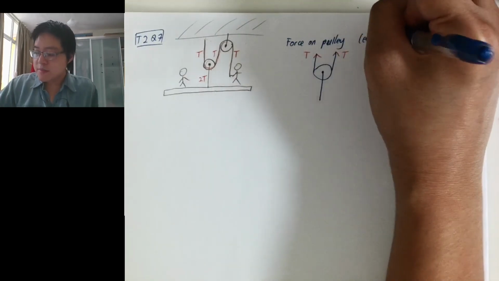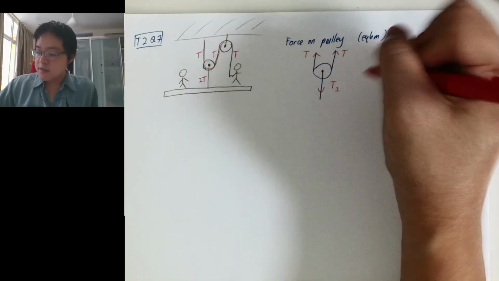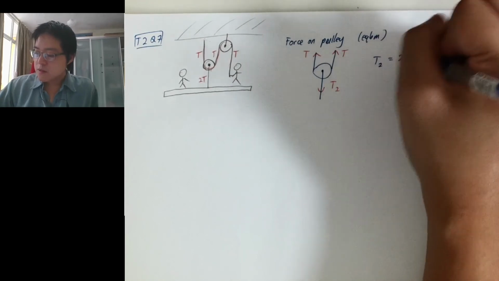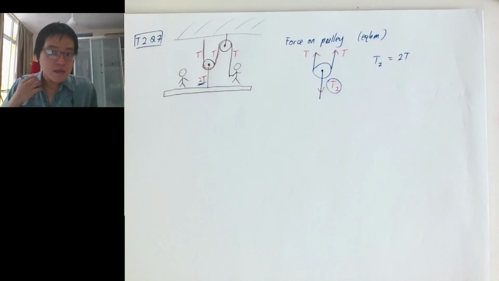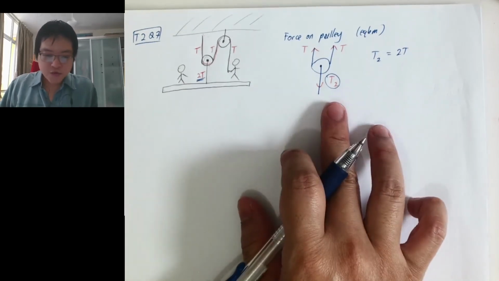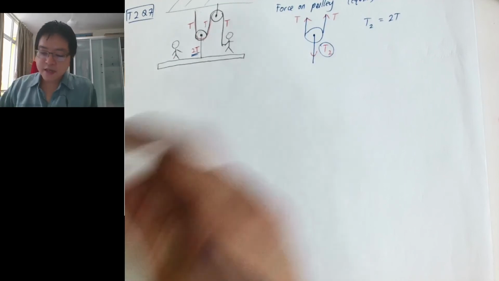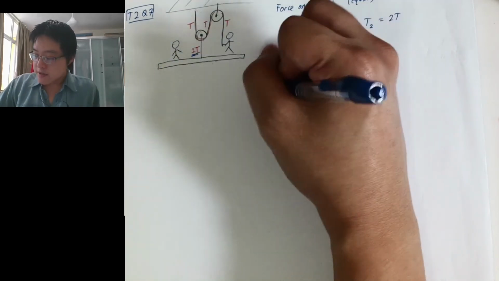This whole system is in equilibrium, so in order to balance this force, T2 must be equal to 2T. So that means this thing is equal to 2T. Do you agree? Okay, so I got 2T over here, and then let's try to figure out the forces acting on other parts of the system. So let's look at the force acting on the platform.